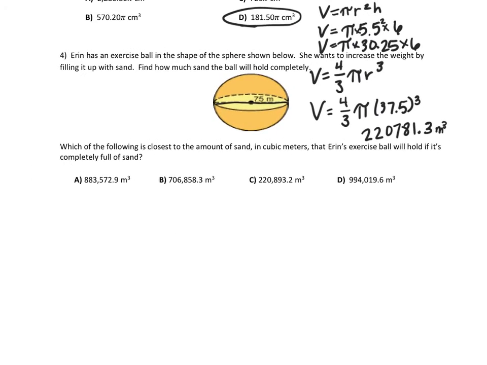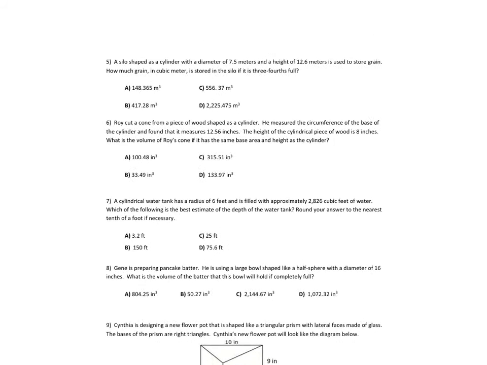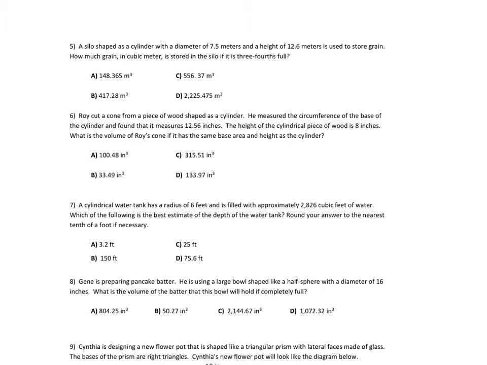Which of the following is closest to the amount? So right here, this one's going to be close. If you use pi in your calculator, if we used pi, 4/3 pi 37.5, I get 20.89. I get this one exactly. So you may need to use pi on your exam to make sure that you match up completely. Okay. Number 5, a silo shaped in a cylinder with a diameter of 7.5 and a height of 12.6.